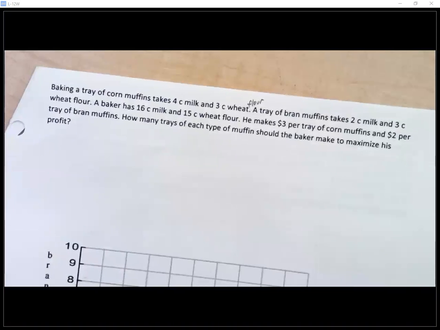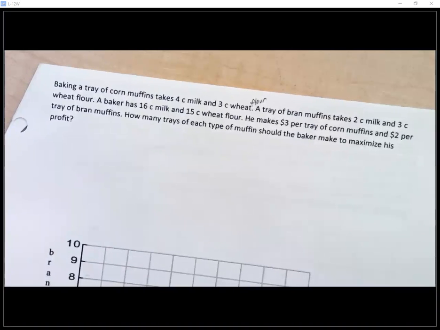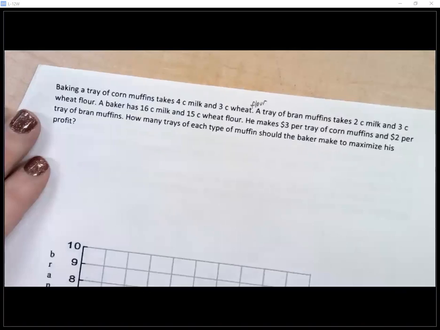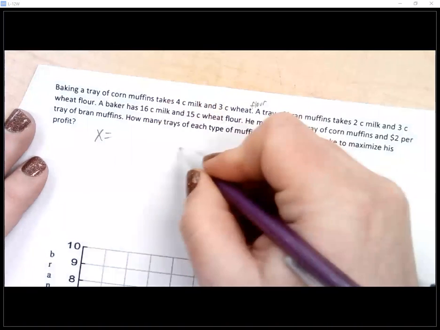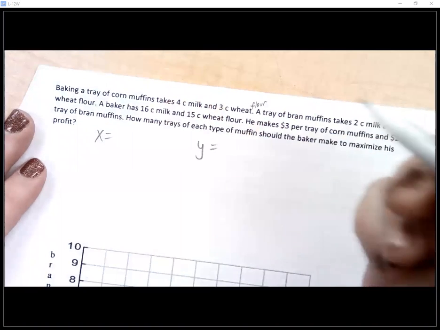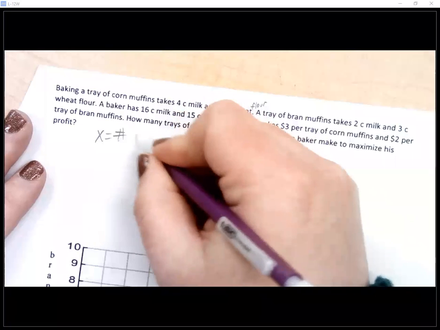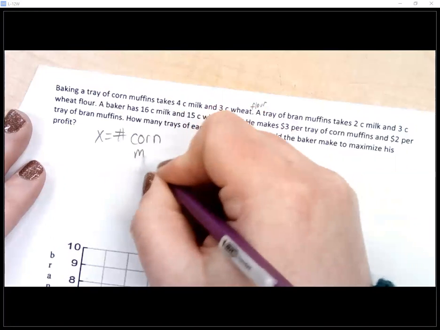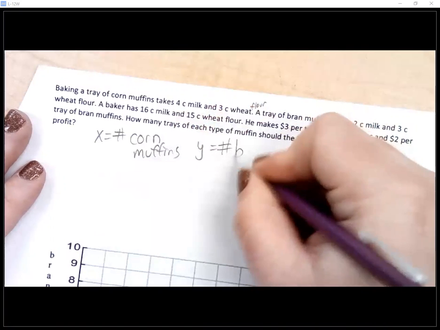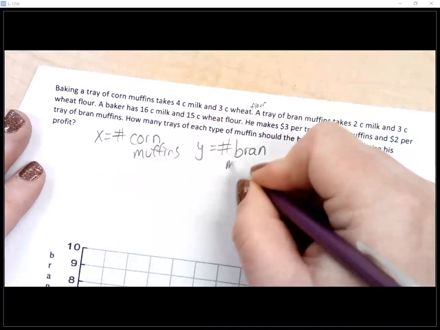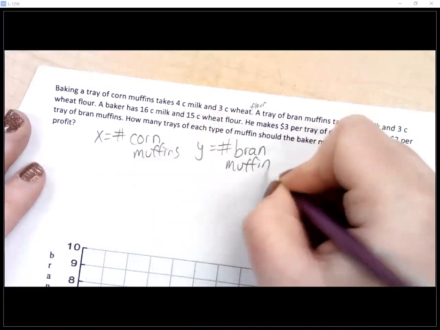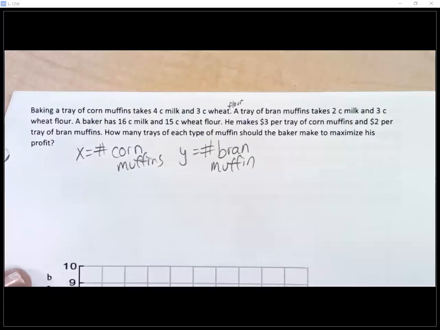Okay, so first thing you have to consider is what are the constraints? Let's start with the easy one. Can you have negative muffins? No. Oh, actually, so let's start. Let's all have X and Y be the same thing. So let's have X be corn muffins, and Y is going to be the number of bran muffins. Ugh. Sorry if you like them.